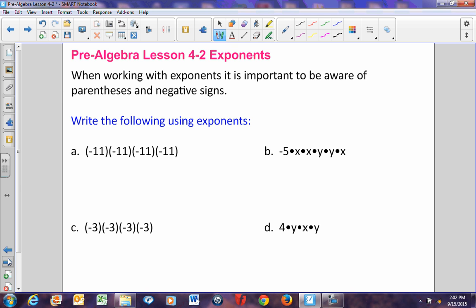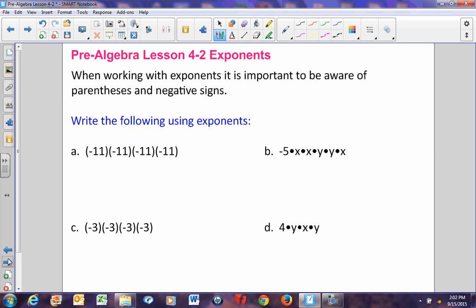When working with exponents, it's important to be aware of parentheses and negative signs. If the exponent is within the parentheses, that means something slightly different than something outside of the parentheses. I'll show you what that means in a few examples. Write the following using exponents.